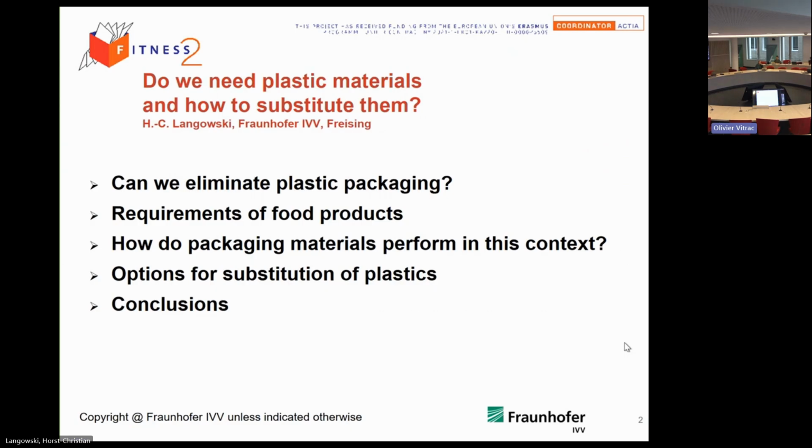Nevertheless, first question: can we eliminate plastic packaging? I will briefly tell you how difficult this is, especially because of the requirements of the food products. How can we perform with other packaging materials, and where are they working and where not? And in the end, some conclusions.